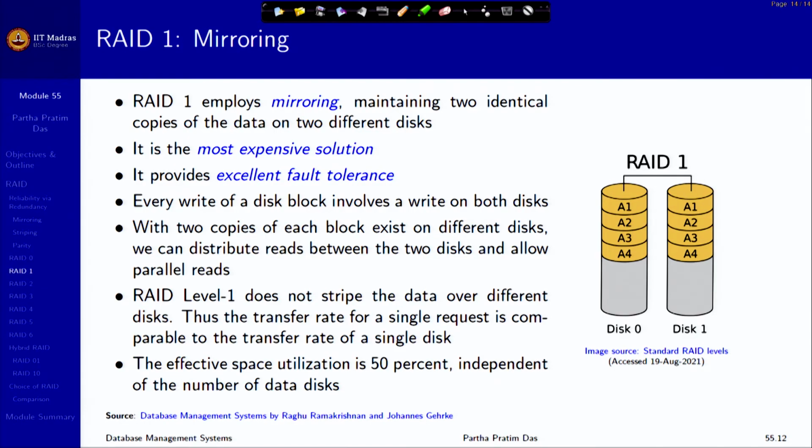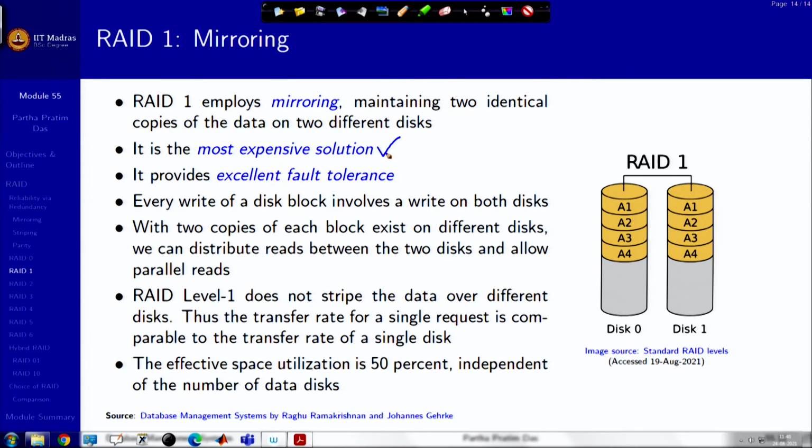RAID 1 talks about mirroring. It is one of the most expensive solutions, I should say, and it has excellent fault tolerance. What you do is you simply replicate the disk. So, you can see that you again have 2 disks, and you are not striping the data. Whatever you have on disk 0, you also have on disk 1. So, 2 copies exist on different disks.